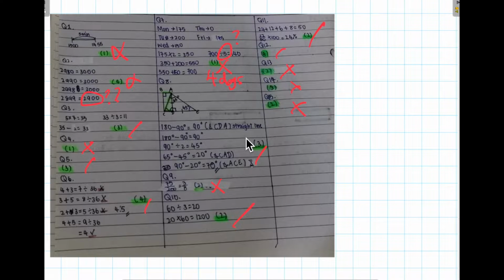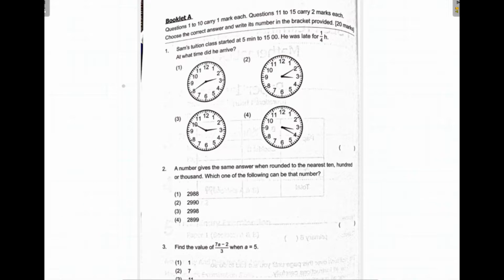First question, you actually get it wrong. Okay, let's go through. It says that same tuition class starts 5 minutes to 1500. He was 1/4 hour late. What time did he arrive? Okay, let's go back here.